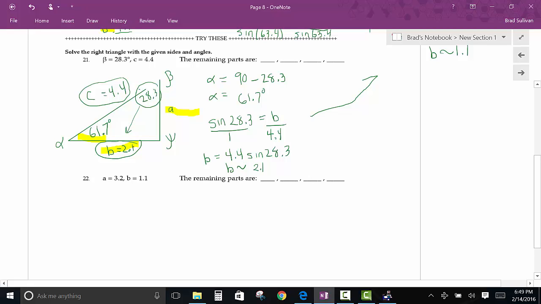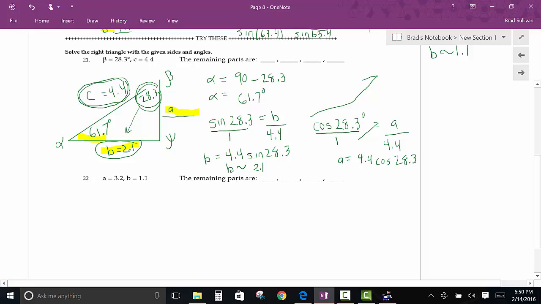That leaves us with one more thing to do. We now have to find A. Again, I'm going to look at what I gave you and what I'm trying to find. We're trying to find A, so we're looking at adjacent, 28.3, and hypotenuse. The cosine is adjacent over hypotenuse, so cosine of 28.3 degrees is equal to adjacent A over hypotenuse 4.4. You could do the Pythagorean theorem also, now that you know two sides, but I find it just as simple to do trigonometry again. So A equals 4.4 cosine 28.3.